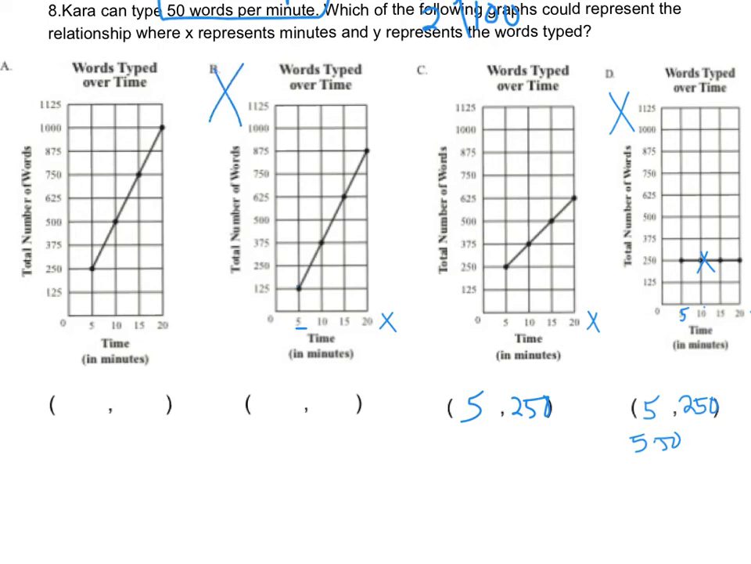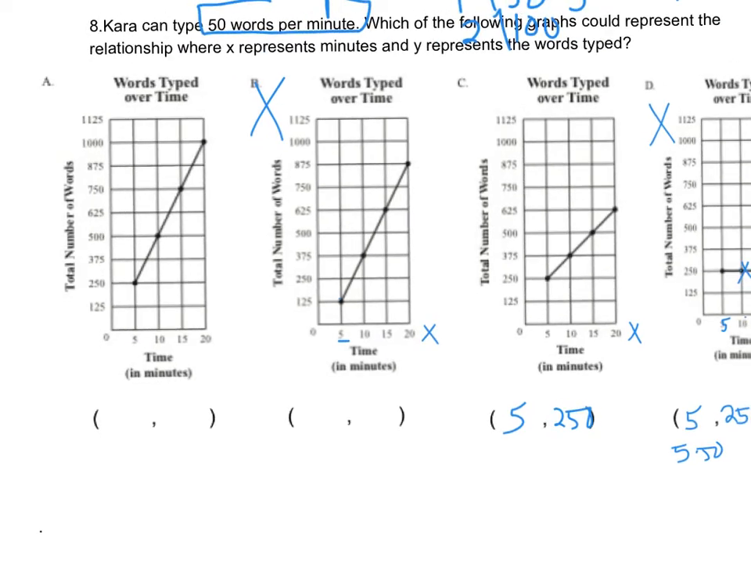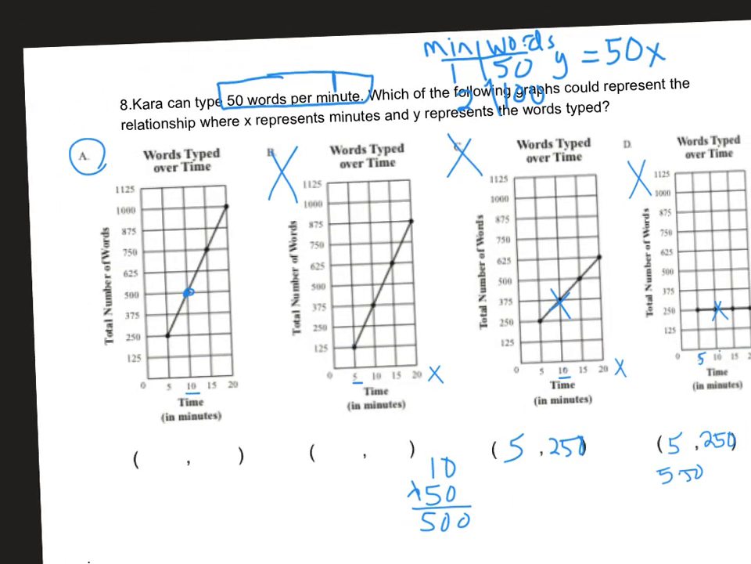And then I now have A, and A also goes with 250 words. So what I'm going to do now is check my 10 words. If I take 10 and multiply it by 50 words per minute, that will give me 500 total words. Well, the only correct graph will be A, because C is at 10 minutes, 375. That is not correct if I'm using my unit rate of 50 words per minute. A is the best answer choice. You have to look at your graph, okay? Check each of those points, especially if they give you your words per minute.